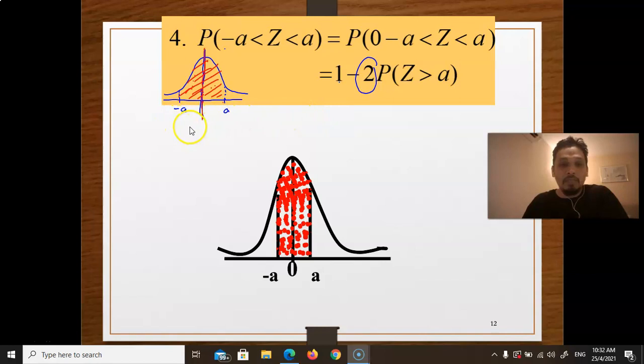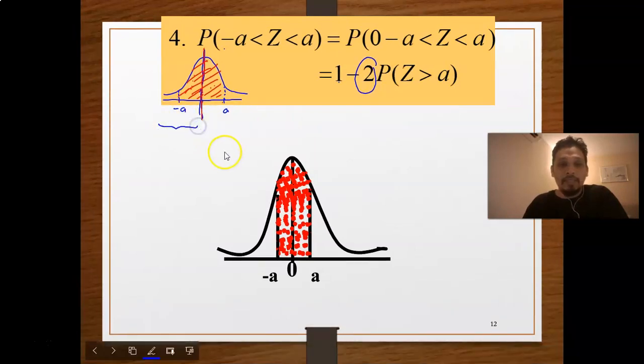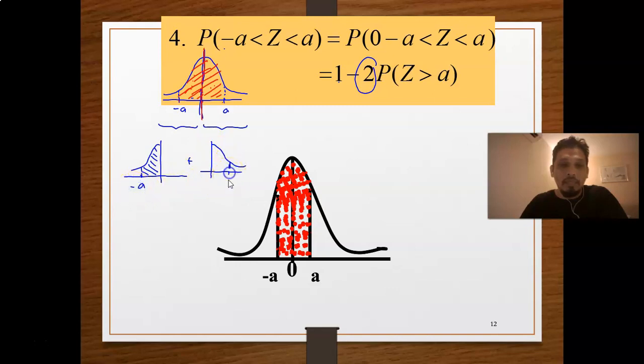Okay, let me explain this. Let's say I took the area on the left side and another half on the other side. So the first one here, I take half of this, A, plus this part here, also A. This is negative A and A. The whole area of this half is 0.5, and the whole area of this half is also 0.5. This area is equal to this area. They are equal.